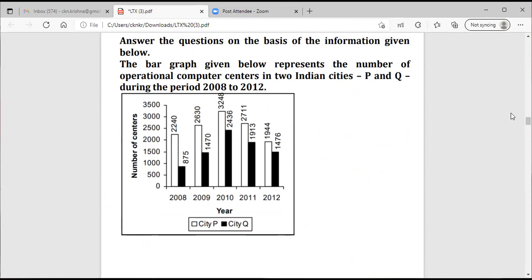Read the next questions. Answer the questions on the basis of information given below. The bar graph given below represents the number of operational computer centers in 2 Indian cities P and Q during the period of 2008 to 2012. మనకి ఇచ్చిన డేటా, number of operational computer centers in 2 cities. What are the names of the cities? P and Q. Okay, wonderful. So what is that? Number of centers here. These are the versus years were given. Let us see the first question.